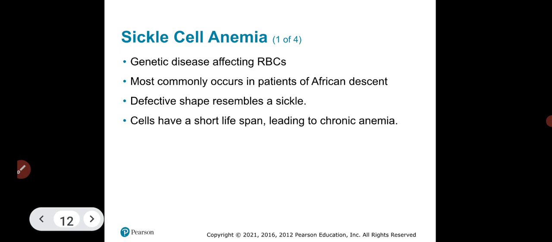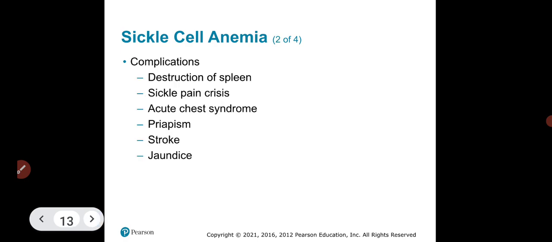Sickle cell anemia. Genetic disease affecting RBCs. Most commonly occurs in patients of African descent. Defective shape resembling a sickle. Cells have a short lifespan leading to chronic anemia. Complications. Destruction of spleen, sickle pain crisis, acute chest syndrome, priapism, stroke, and jaundice.